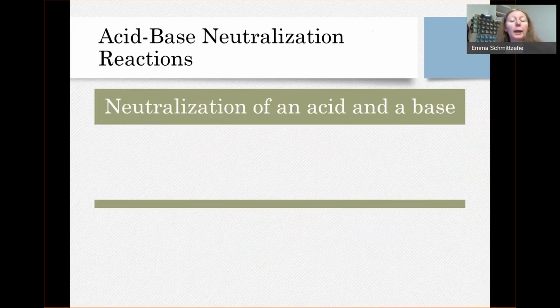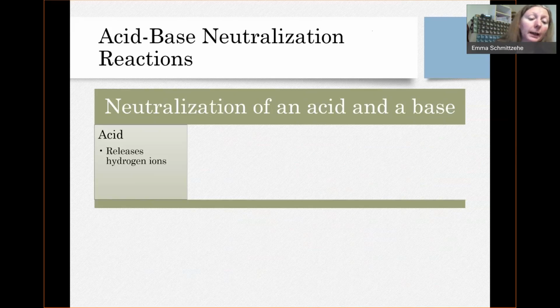Okay, now acid-base neutralization reactions are also like they sound. It's neutralization of an acid and a base, but let's talk about the pieces of the reaction. So in an acid-base neutralization, of course you have an acid. And you have to remember an acid is something that releases hydrogen ions or H plus. Okay, so maybe I should write that down for you. H plus is what I'm talking about when I say hydrogen ion. And then the base releases hydroxide ions. Now that's either directly or indirectly.